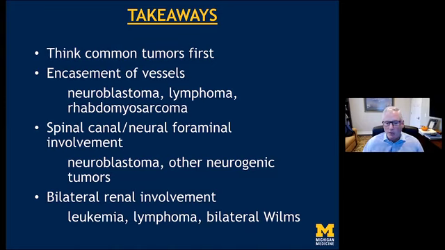If it's going into the neural foramina or the spinal canal, neurogenic tumors and neuroblastoma until proven otherwise. We didn't go into the neuroblastoma to ganglioneuroma spectrum. There's ganglioneuroblastoma and ganglioneuroma, and those are just more mature neurogenic tumors, but I wanted to concentrate mostly on neuroblastoma. If you see bilateral renal involvement, it can be bilateral Wilms, so you have to think about that, but leukemia and lymphoma can do it as well.